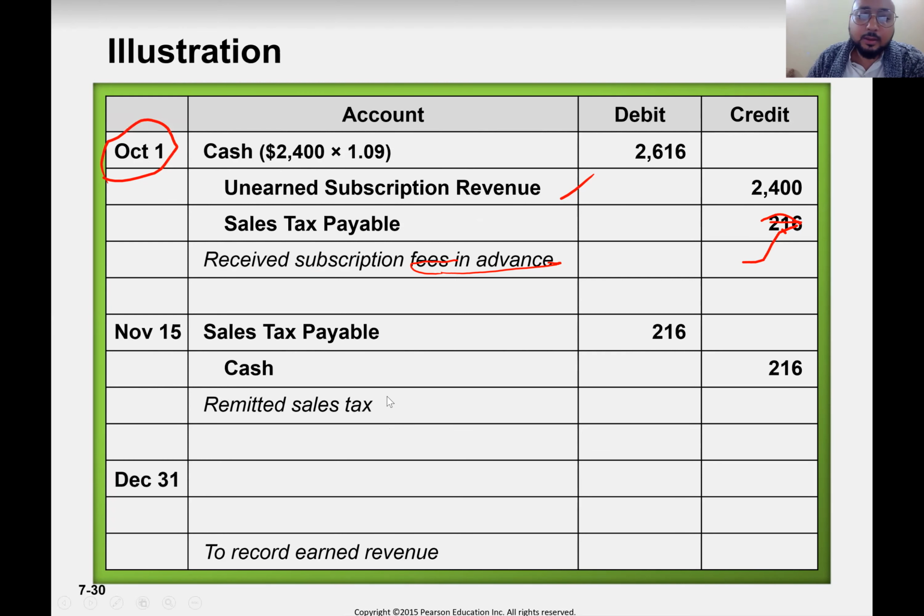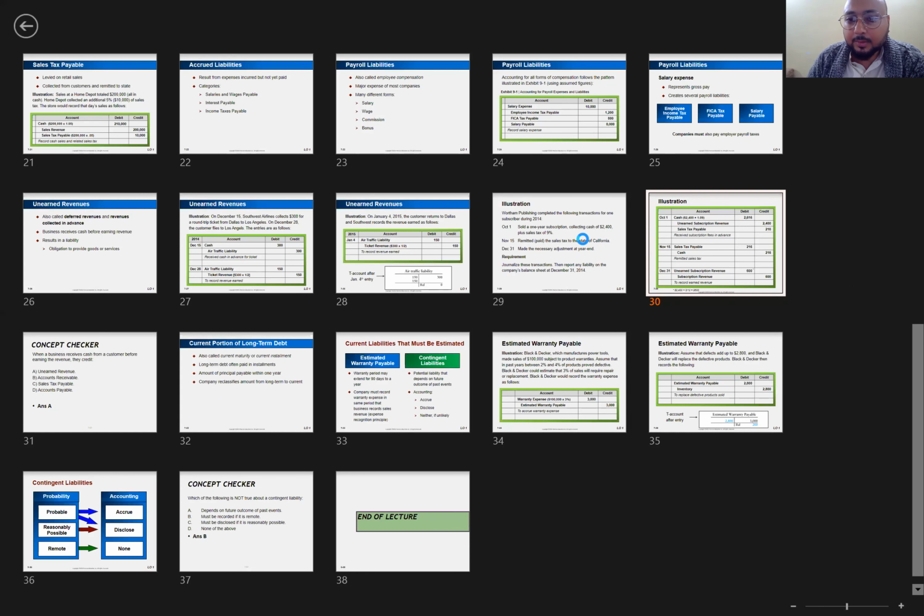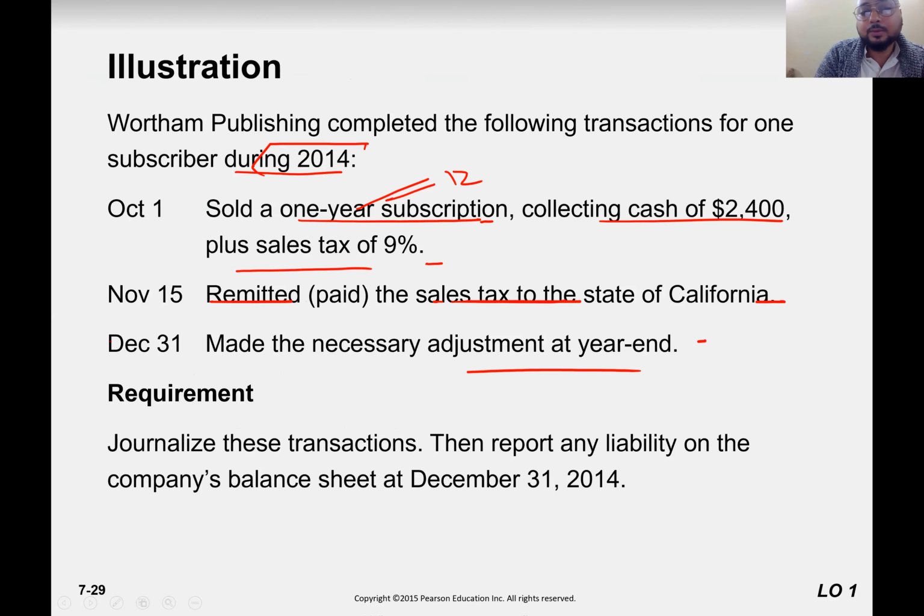216 they paid off. 31st December. So on December 31st, we made the necessary adjustment at the year end. Their year ends on 31st of December.